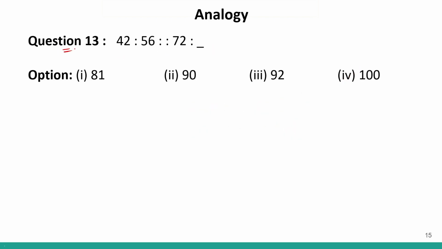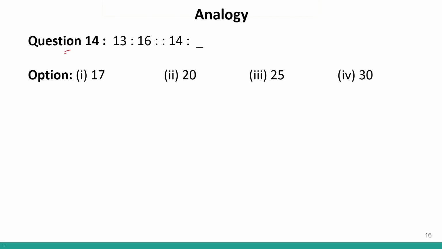Okay. Question number 13. We have 42, 56, 72 and then we have to find the missing term. So over here 42 can be written as 6 into 7. And 56 can be written as 7 into 8. This can be written as 8 into 9. So can you see the common one? 7 is common over here. 8 is common over here. So now we will have 9 common. And we are moving to the next term. 6 then 7, 7 then 8, 8 then 9. So 9 then 10. So we will get 90, which will be our answer. So answer will be option number 2, 90.